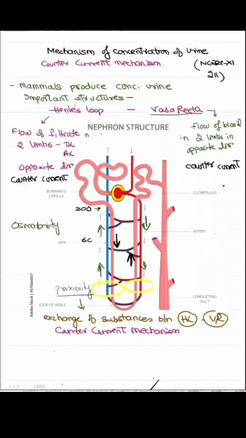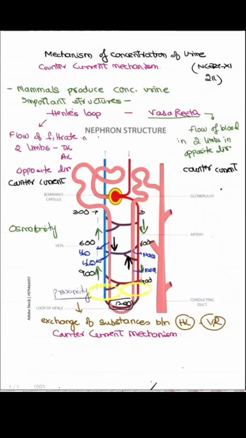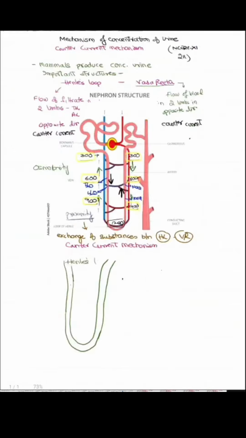Osmolarity plays a very important role here. The osmolarity in the beginning of the medulla is 300 and goes up to 1200 as we descend down. As the water is absorbed in the descending and salt are absorbed in the ascending, this osmolarity is maintained. Let's have a closer look of the Henle's loop and the vasa recta. The Henle's loop concentration increases as we go deeper into the medulla.